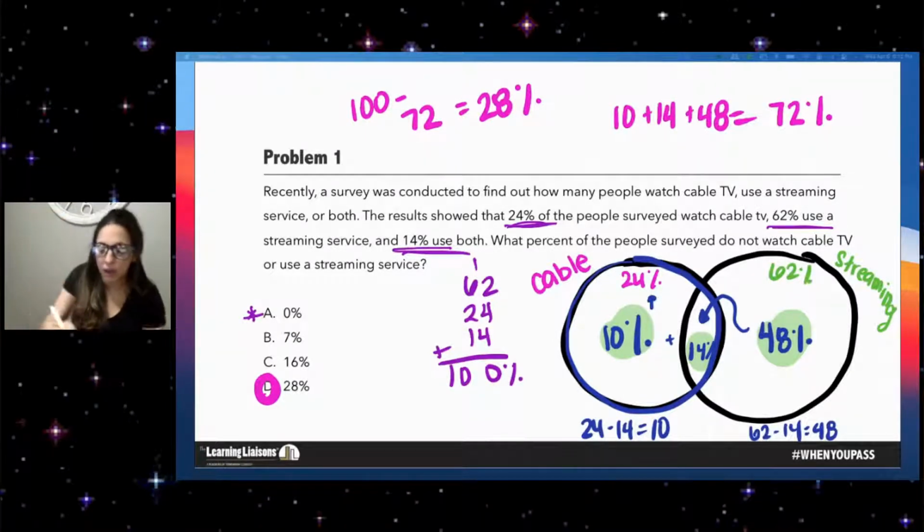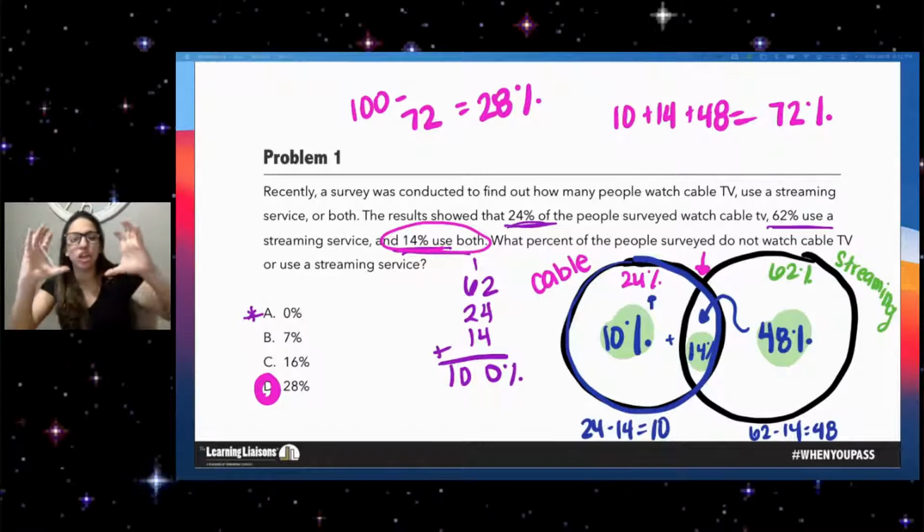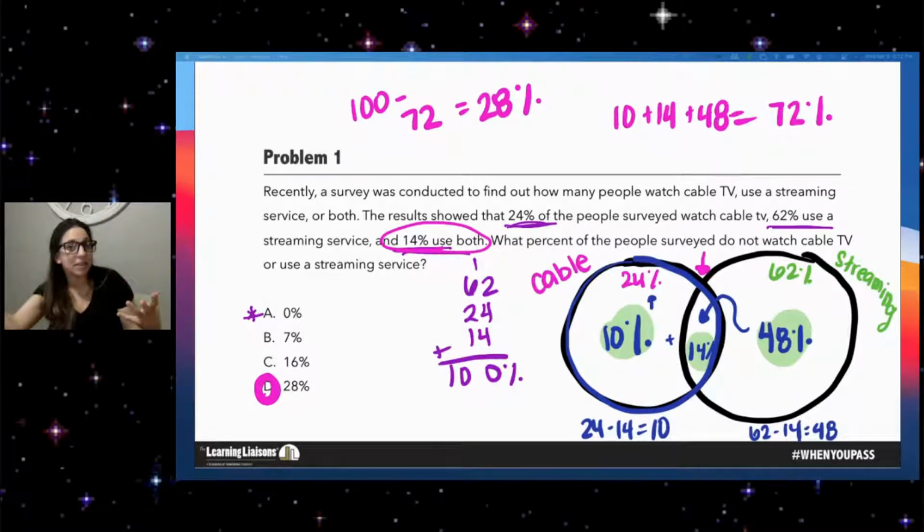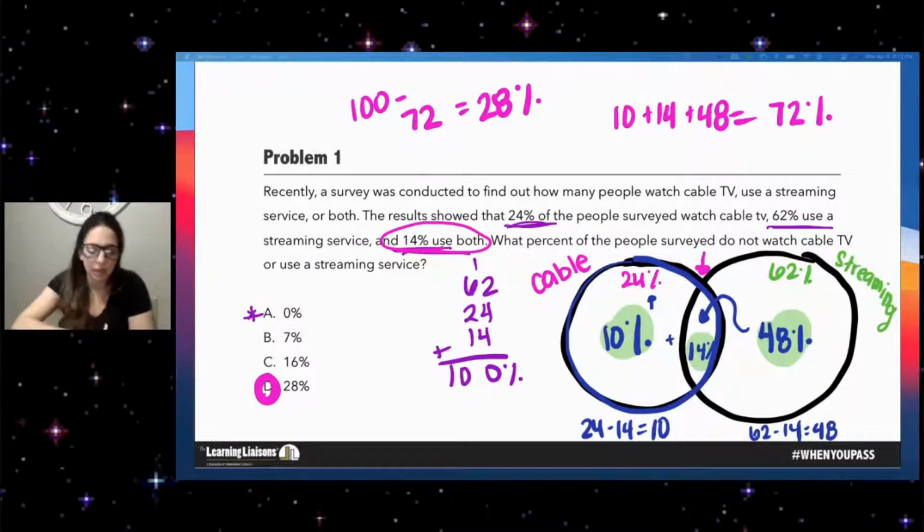So you have to be careful when we see this both, that is this part right here that's being shared by two circles. So we don't want to add all of that up to get 100 because it's actually being shared, which means we're actually using it multiple times, which we don't want to do. So the answer is 28 for this one.